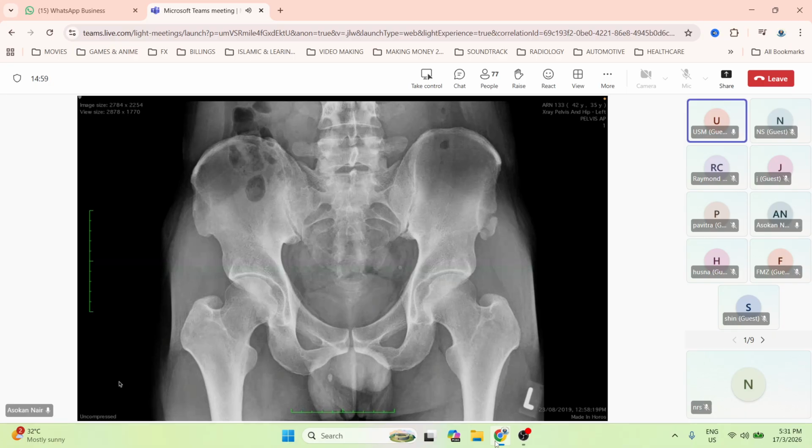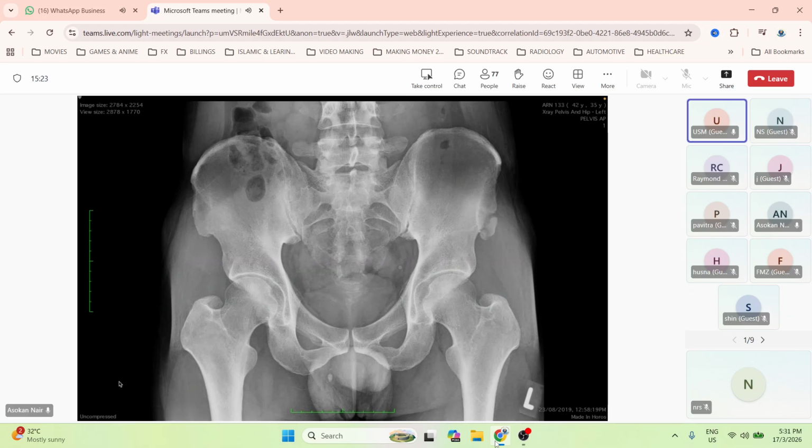This is a frontal pelvic radiograph of an adult patient. So from this radiograph, I can see that the bilateral sacroiliac joint is unremarkable. No narrowing of the joint. Apart from that, the bones are normal.